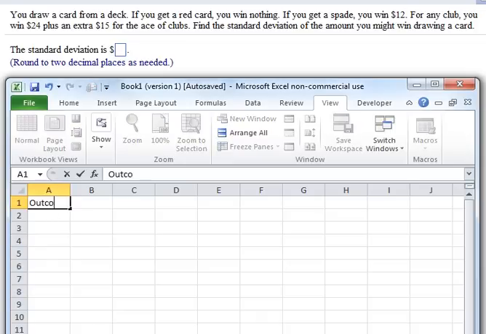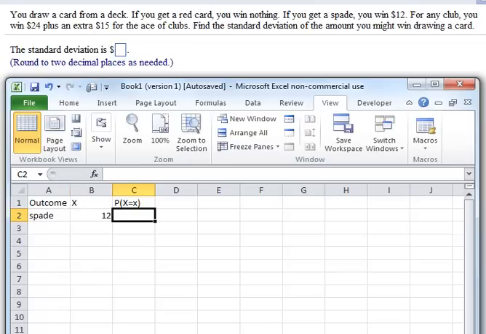So we'll look at the outcome, the value, so the random variable x, and the probability that your outcome is equal to that, or probability that x equals x. Okay? So the corresponding probability. Okay, so you could get a spade. And if you got a spade, you would win $12. That's your winnings. And the probability that you get a spade, there are 13 spades in the deck, so that's 13 out of 52.